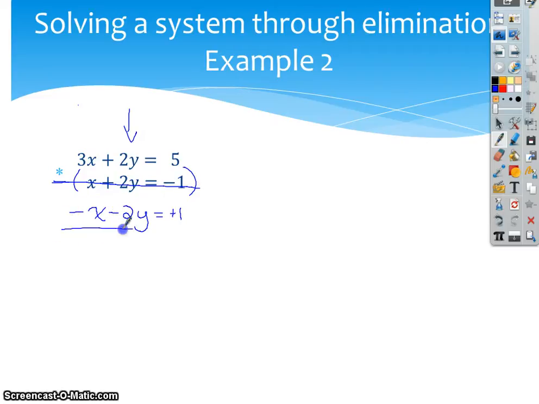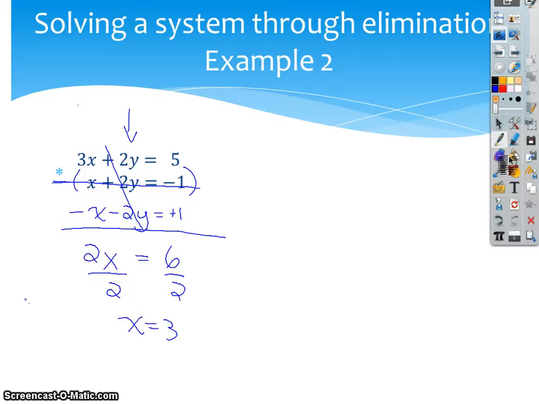Now I can bring them together. 3x plus x gives me 2x. 2y and negative 2y cancel. It's exactly what we were looking for. 2x is equal to 5 plus 1, which gives you 6. Divide both sides by 2. x equals 3.